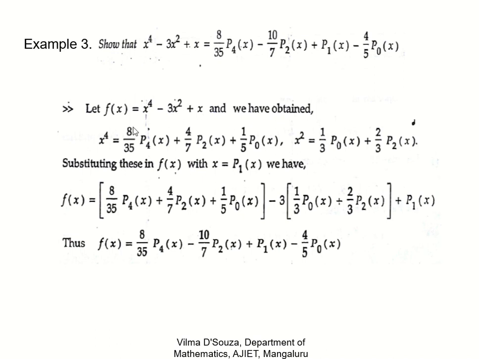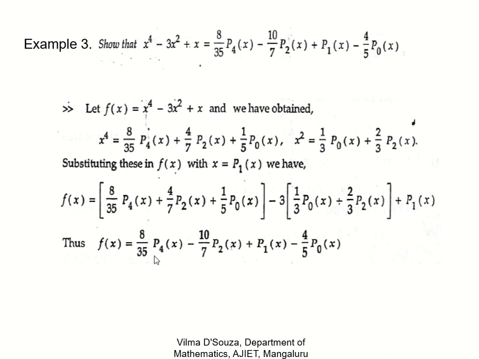So what is your f of x? x to the power 4. So substitute for x to the power 4, 8 by 35 p4 of x plus 4 by 7 p2 of x plus 1 by 5 p0 of x minus 3 into x square. What is x square? 1 by 3 p0 of x plus 2 by 3 p2 of x plus x. What is x? X is your p1 of x itself, right? So simplify.